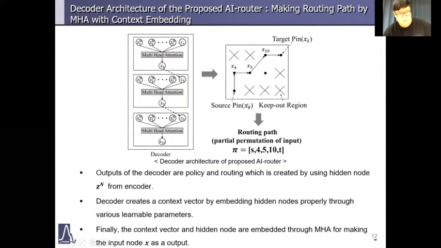And then let's see specifics of the decoder. In decoding process, it sequentially makes the path from the source pin as it makes next node 4, next node 5, 10, and target pin.